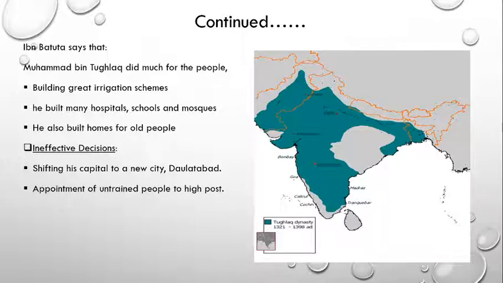The second ineffective decision made by him was appointment of untrained people to high posts. He appointed those people who didn't have knowledge of how to handle state affairs, and that proved to be a wrong decision.